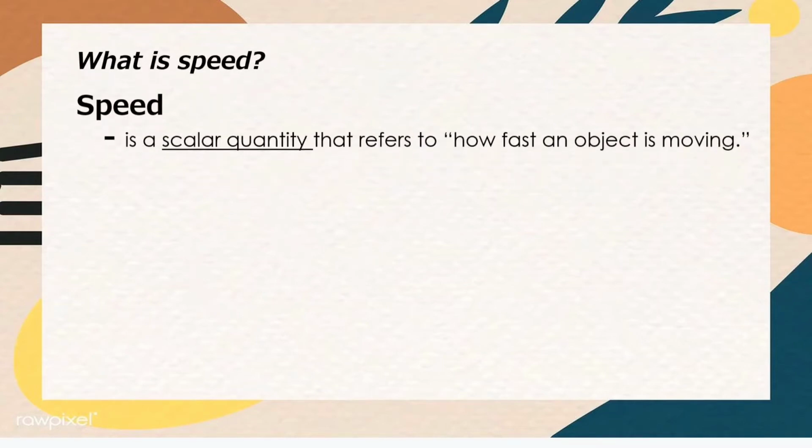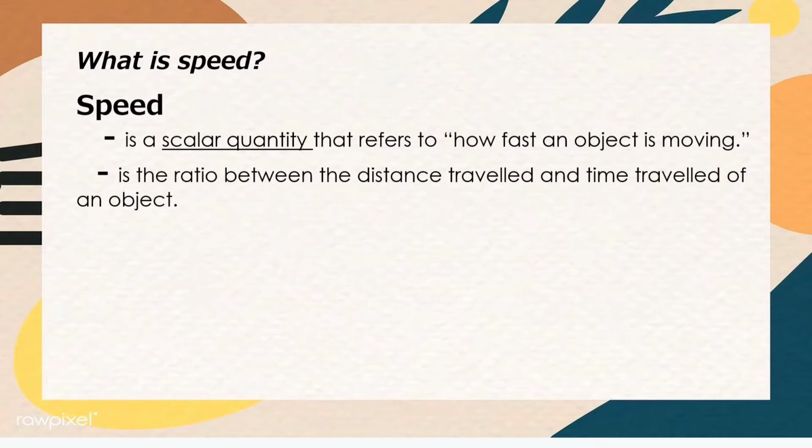Okay, to start with, let us know the definition of speed. Speed is a scalar quantity that refers to how fast an object is moving. So we will get the speed of a moving object. The faster the object moves, the higher the speed is, and it covers a relatively long distance in a short amount of time. Another definition is the ratio between the distance traveled and time traveled of an object. So speed is also equivalent to the distance and time of an object.